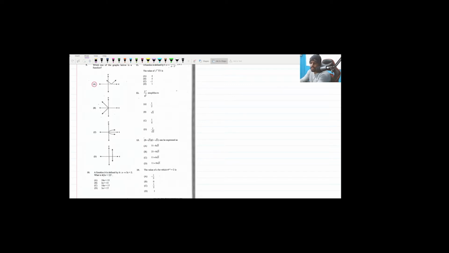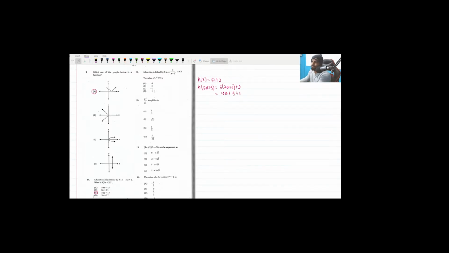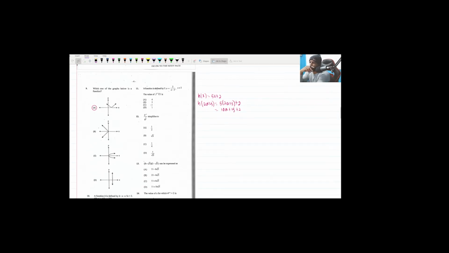A function h, this is another repeat question. I think this was 5a or 10a plus 17. All right, so let's still do it over. So h of x is 5x plus 2, and h of 2a plus 3 will be 5 into 2a plus 3 plus 2, 10a plus 15 plus 2, 10a plus 17. See the answer.